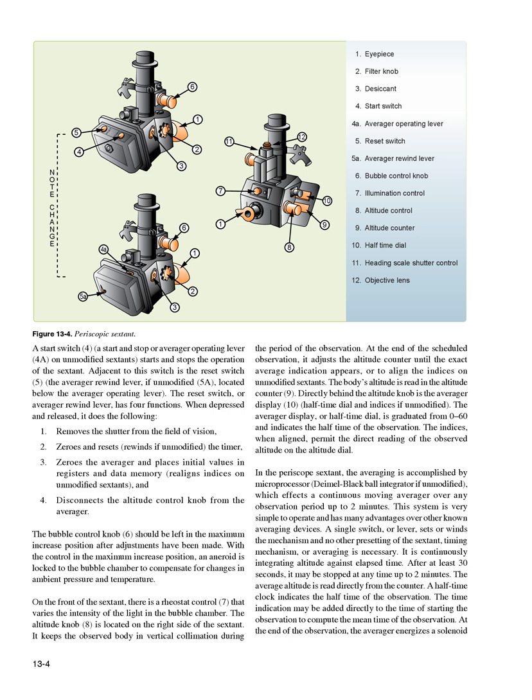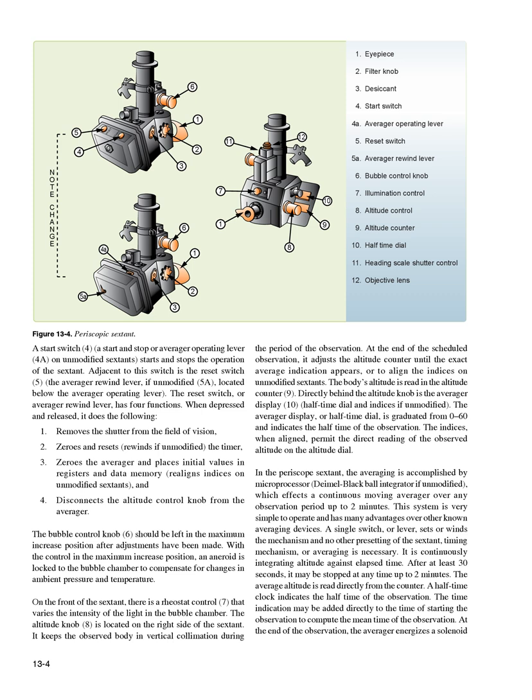In the periscope sextant, the averaging is accomplished by microprocessor, or ball-and-disc integrator if unmodified, which effects a continuous moving averager over any observation period up to 2 minutes. This system is very simple to operate and has many advantages over other known averaging devices. A single switch, or lever, sets or winds the mechanism and no other presetting of the sextant, timing mechanism, or averaging is necessary. It is continuously integrating altitude against elapsed time.